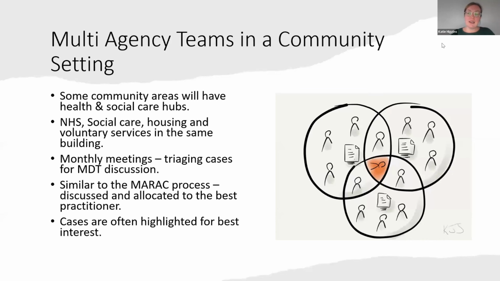Sometimes in the cases that are brought to these types of meetings, it may highlight that they lack capacity and we need to make best interest decisions. And again, we would work very much in partnership for community patients with the GP with this as well.